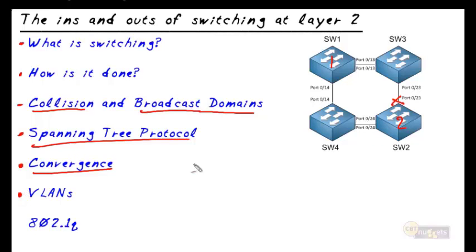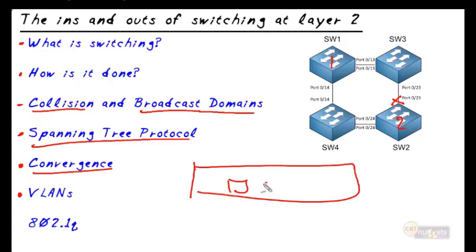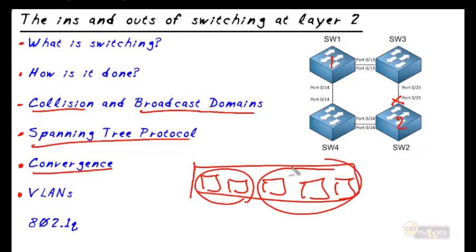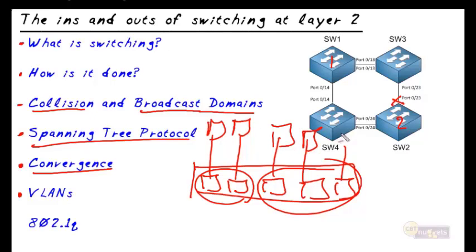VLANs is taking a switch and carving it up into multiple different layer 2 broadcast domains. So these two ports could be in VLAN 2, and these two ports could be in VLAN 6, for example, and the devices connected would only be able to communicate with other devices in their directly attached VLAN until we introduce some other way of moving that traffic, like a router, to move it between the two different networks.